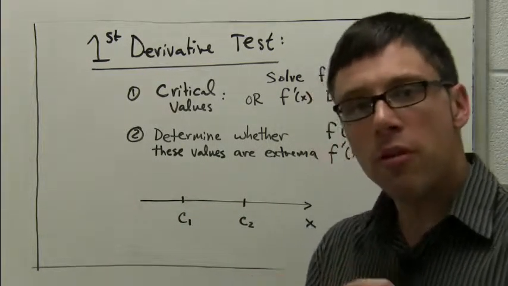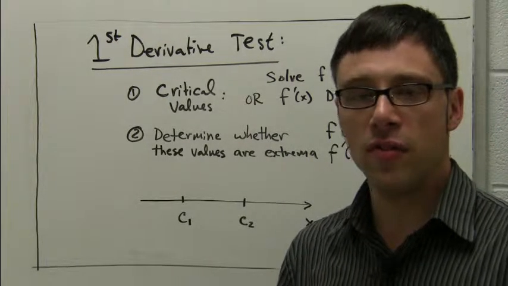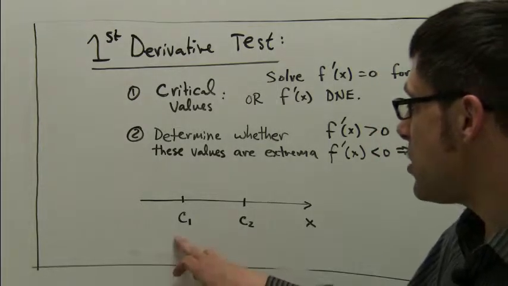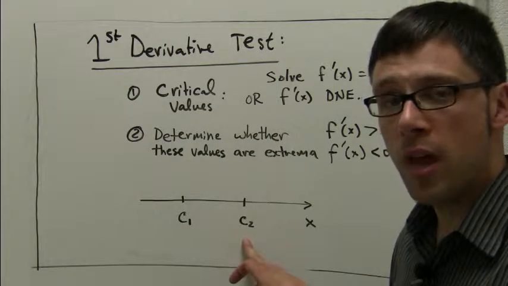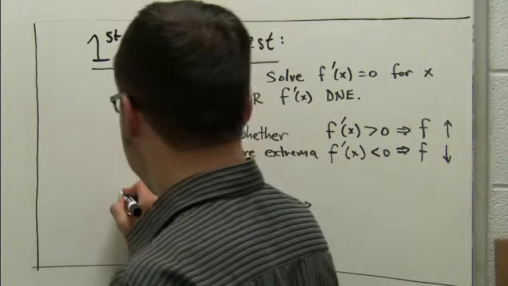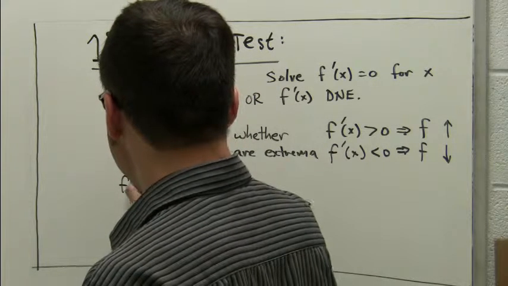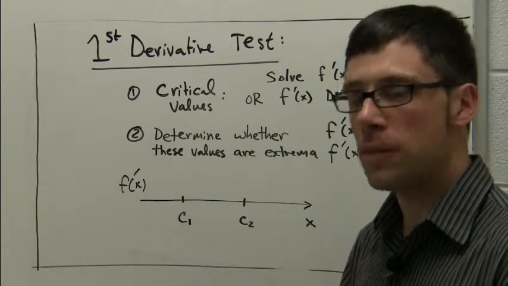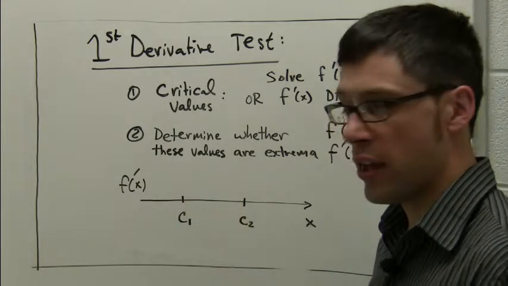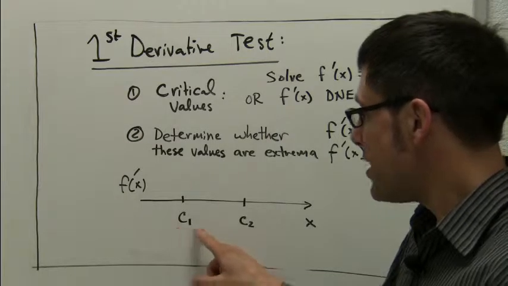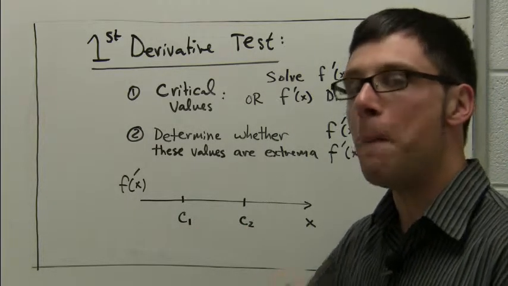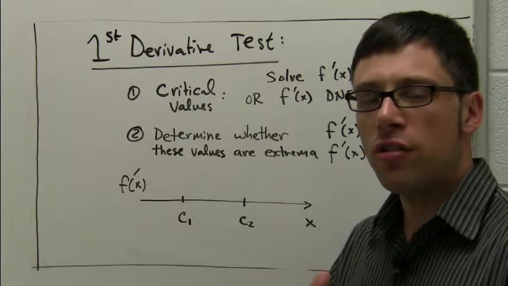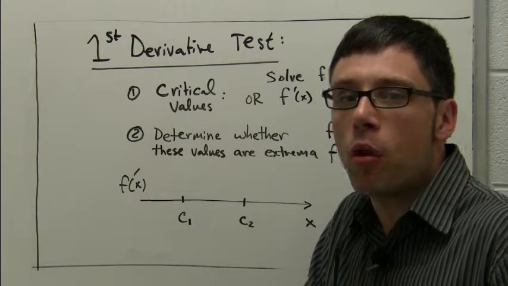Remember that in order to actually apply the first derivative test, we first of all find the critical values. Let's say C1 and C2 are our critical values. Then we take those values and we want to know the sign of the derivative function before and after these critical values. Because these are candidate places for which the function may have a maximum or a minimum locally. But we need to determine whether they're really a maximum or minimum.